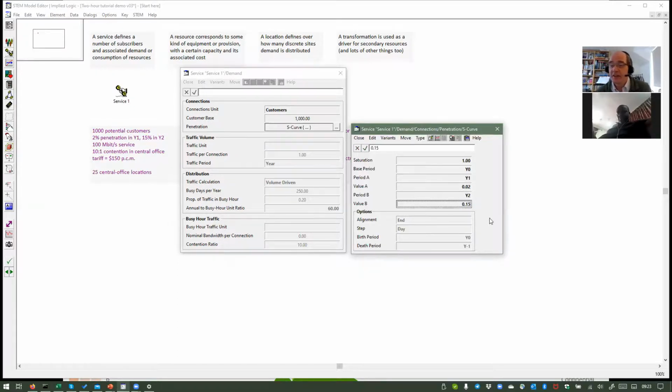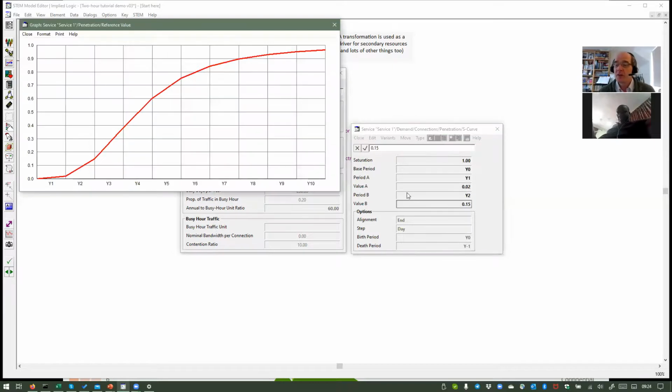Very conveniently in the editor, there is a graph button that allows you to just preview what these parameters look like. So this is basically an S-curve where the base period, year 0, here is where it tends to 0. Saturation of 1 is the long-term asymptote that it tends towards. And then it's calibrated with 2% in year 1 and 15% in year 2. Basically there is a standard logistic formula which STEM uses to generate this curve, and it only has a certain number of degrees of freedom, and those parameters are enough to tie it down.